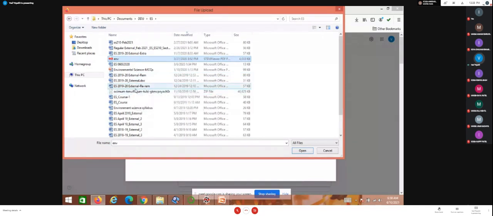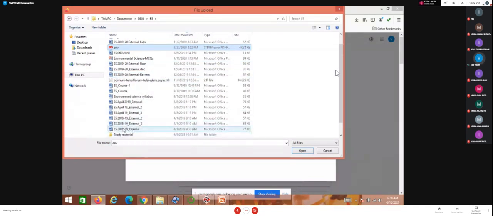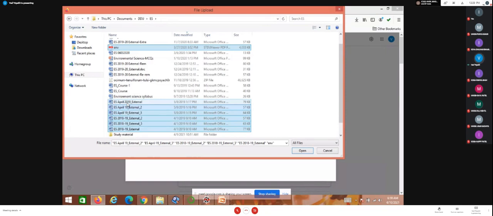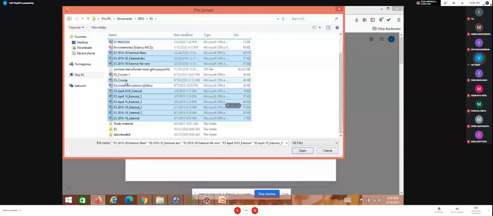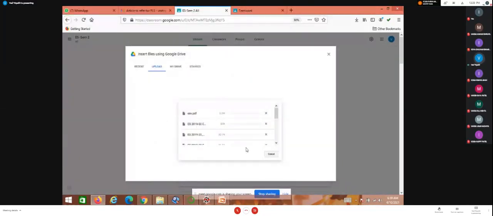This is the book, in case you require that. These are the external papers. The pattern may change, but 30 marks will maybe be subjective and 30 marks may be objective. And PPTs, let me add these first.